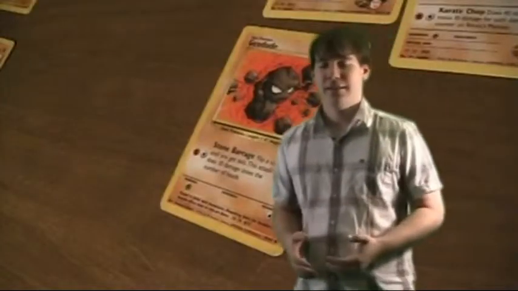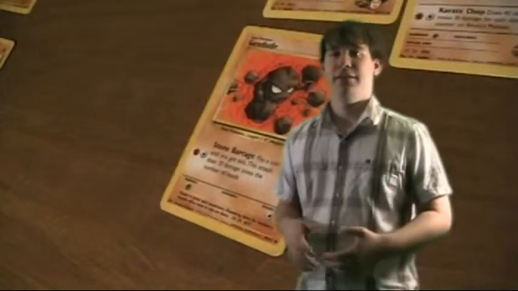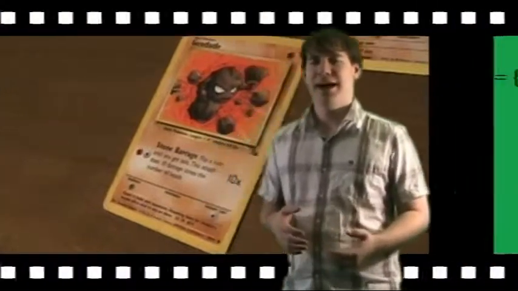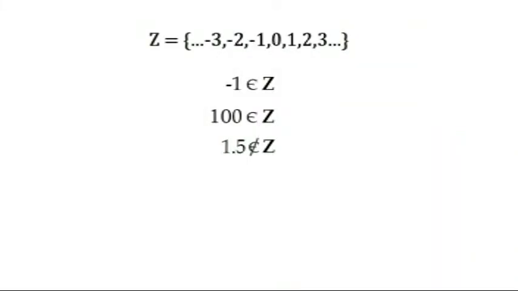In mathematics, sets usually contain elements that are numbers. A special type of set would be Z, which is the collection of all integers in existence. Z is also special because it's an infinite set. That is, it contains an infinite number of elements. Let's look at -1. It is within Z because it is an integer. 100 is also in Z because it is an integer. But 1.5 is not an integer and therefore is not in Z.